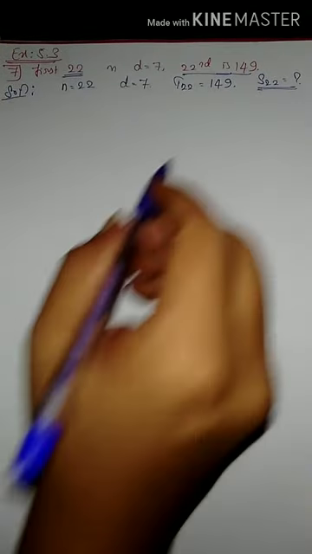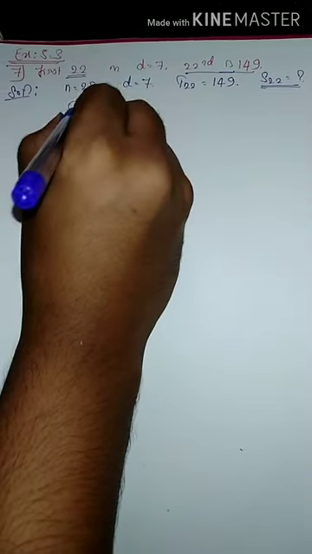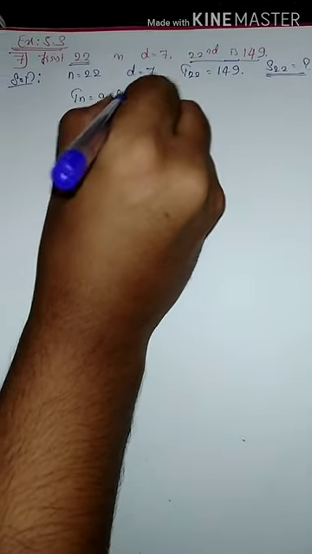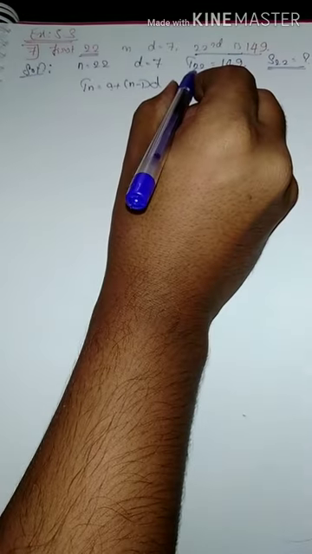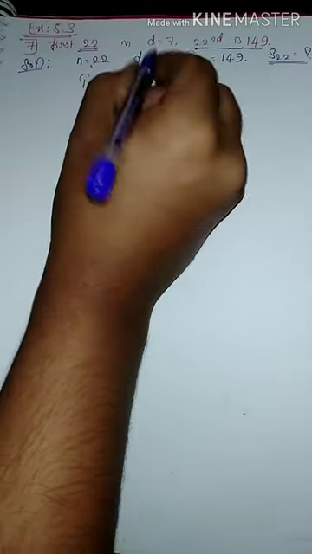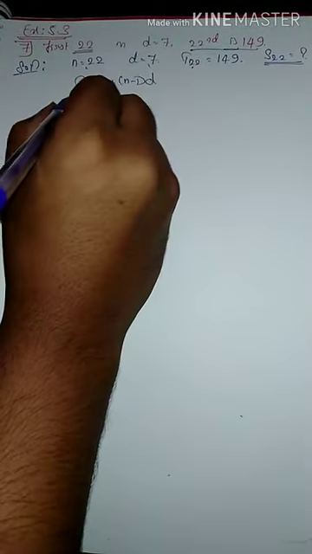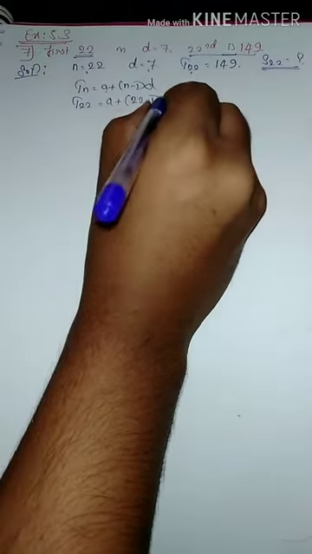Here we don't know A, the first term. Using the formula Tn is equal to A plus (n minus 1) into D, we can calculate the value of A. We know T22, n and D, so substitute all the values in this formula.